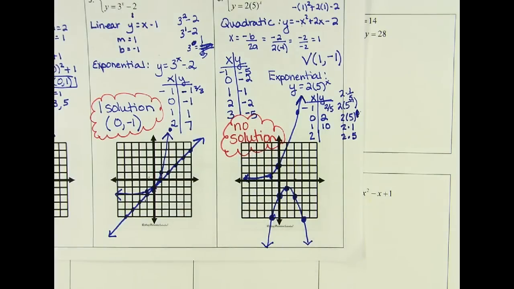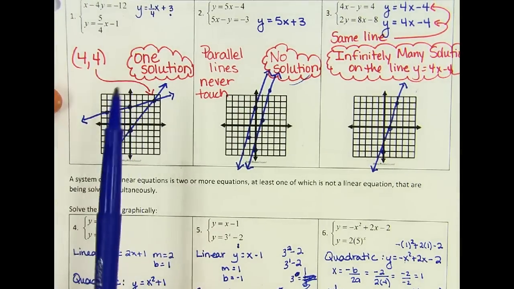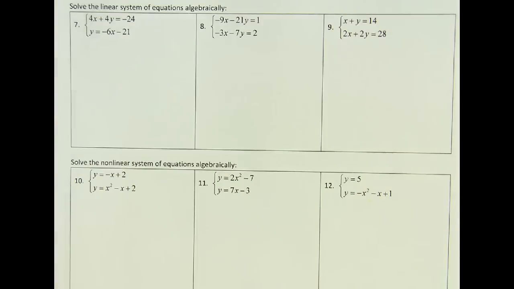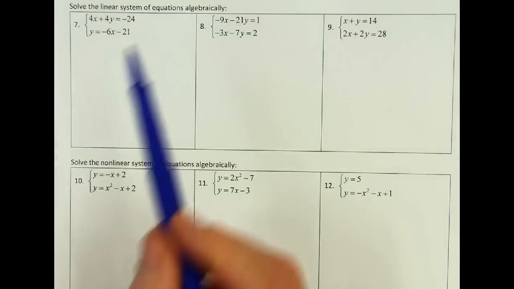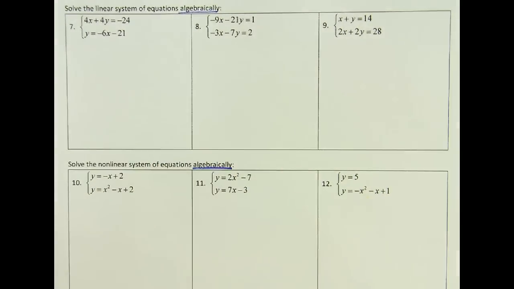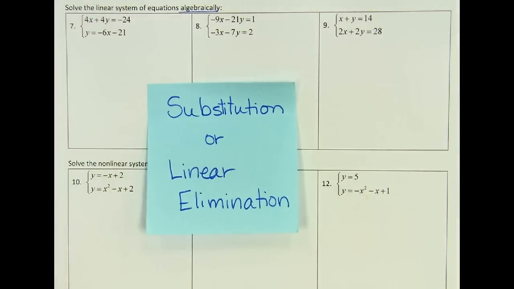Now, everything that we did on the front side of the notes here has been all about graphing. So these three were graphing, and now these three were graphing. So now it's time to look at the other side where everything turns to the algebraic method. Now, when we typically solve these algebraic, we have two options. You will know these as substitution or linear elimination, or sometimes called combinations.